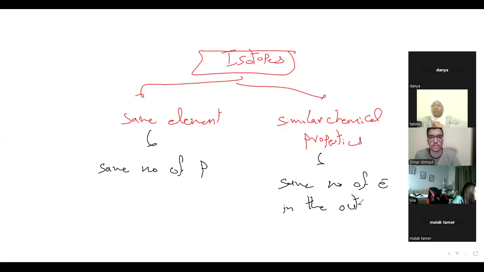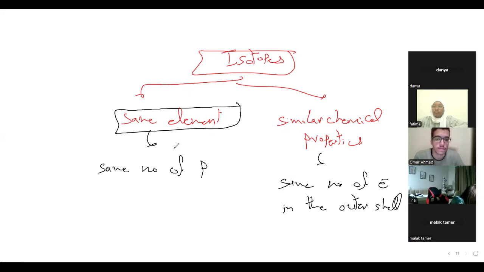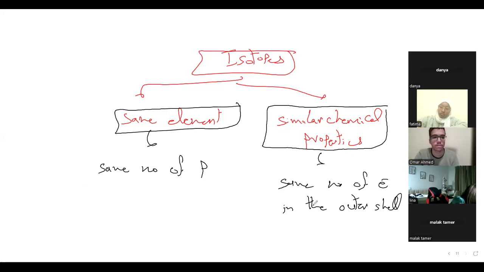Again, we said that isotopes are atoms of the same element. Why they are same element? Because they have same number of protons. They have similar chemical properties. Why they have similar chemical properties? Because they have same number of electrons in the outer shell.